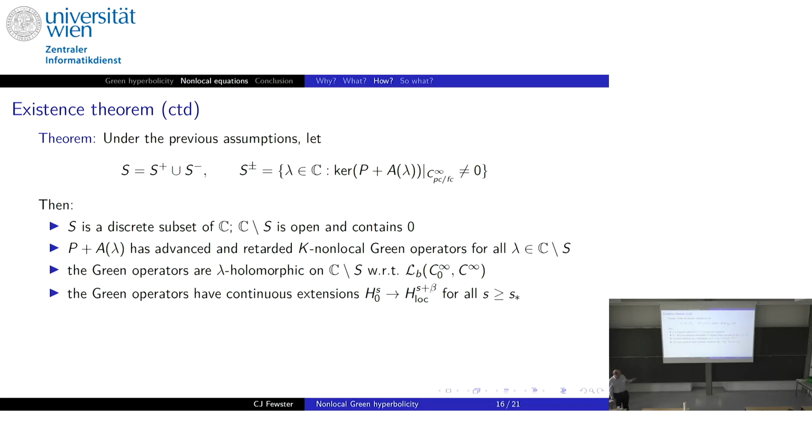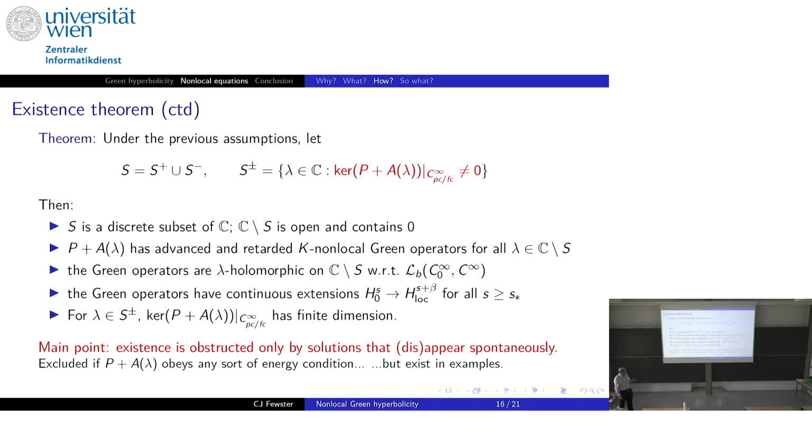those are holomorphic, except on the exceptional set, with respect to the topology of bounded convergence between C naught infinity and C infinity. The green operators themselves have continuous extensions with the same regularity improvement as the original operator. Okay, so it's very much the same as the original.